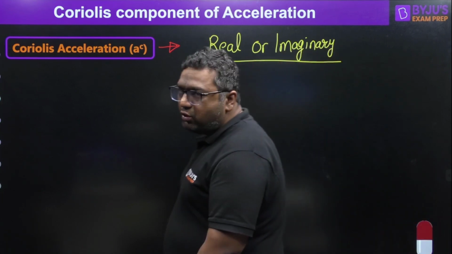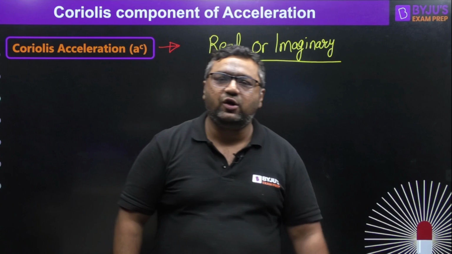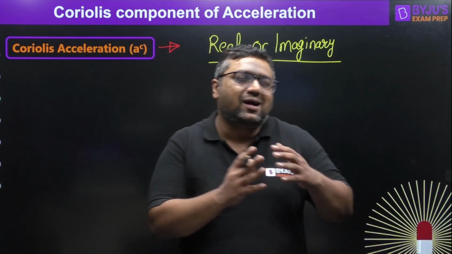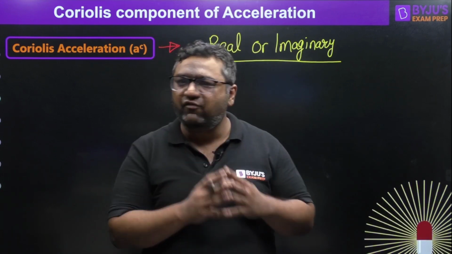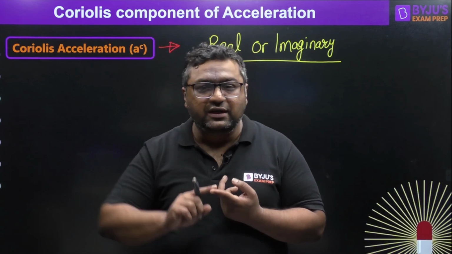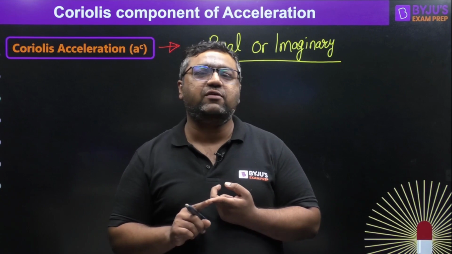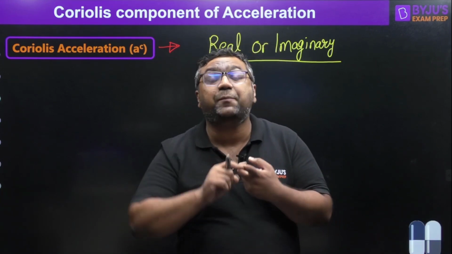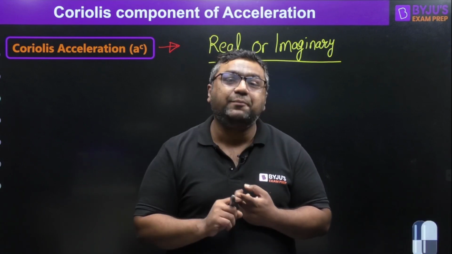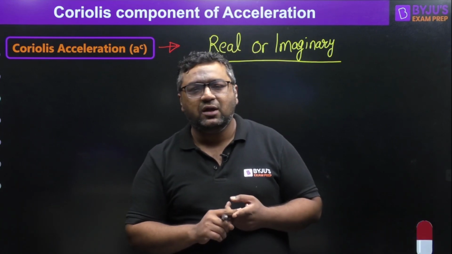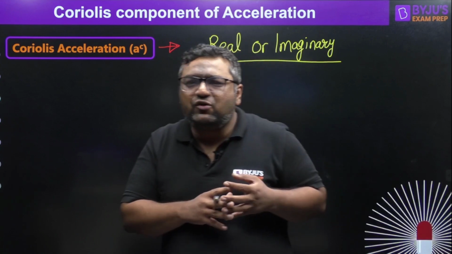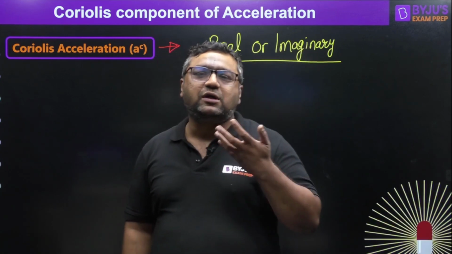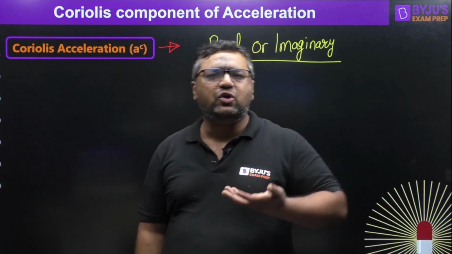Generally students have a misconception that it is a kind of imaginary acceleration. Why do they feel like that? Because they have heard of acceleration due to gravity. They have heard of radial, or you can say centripetal, acceleration. They know something about tangential acceleration, but they have heard the term Coriolis very few times. So they feel maybe it is imaginary, maybe it is not coming into the picture every time, and that's why we don't know about it.